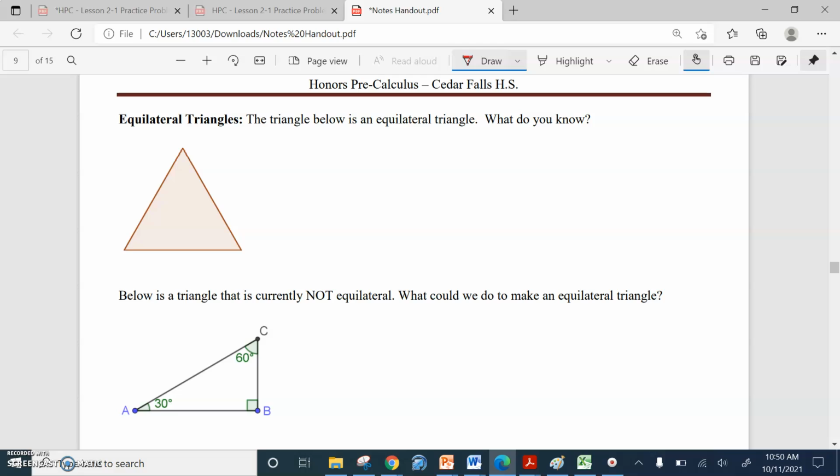Down here below, equilateral triangle, what do we know? We know that all three of these are congruent. All sides are congruent, also all three angles congruent. So, shorthand that, three angles, all congruent. I guess I probably should spell the whole word out. Anyways, we know that the sides and angles are congruent.